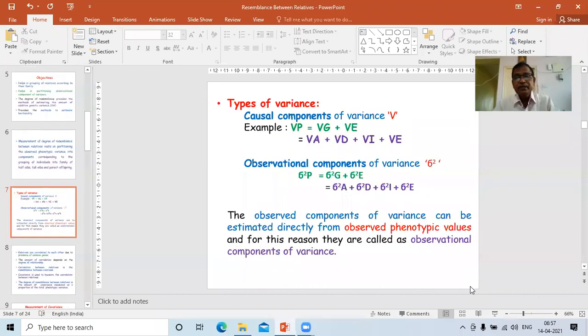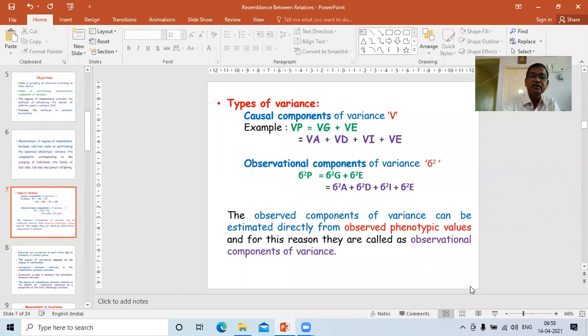Next, the type of variance, as I was talking about, that is the causal components of variance. It is denoted as capital V. So for example, VP is equal to VG plus VE. Again, VG is equal to VA plus VD plus VI, and VE is equal to VEG plus VES. So ultimately, total phenotypic variance VP is equal to VA plus VD plus VI plus VEG plus VES. So these all are called the causal components of variance. That means total phenotypic variance depends on the additive effect, dominance effect, interaction effect, general environmental effect, and the special environmental effect. That's why this is called the causal component of variance.